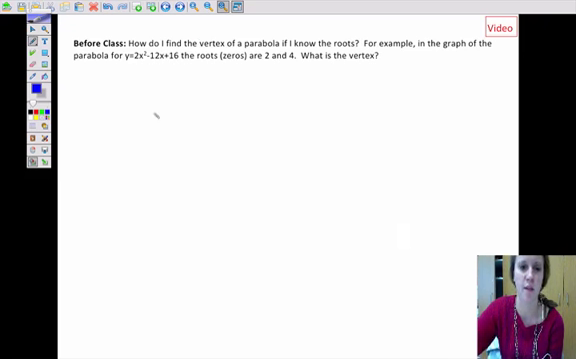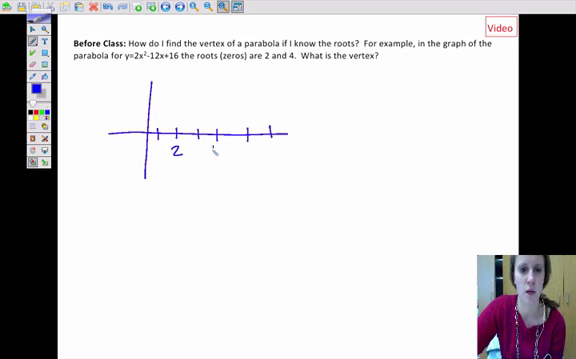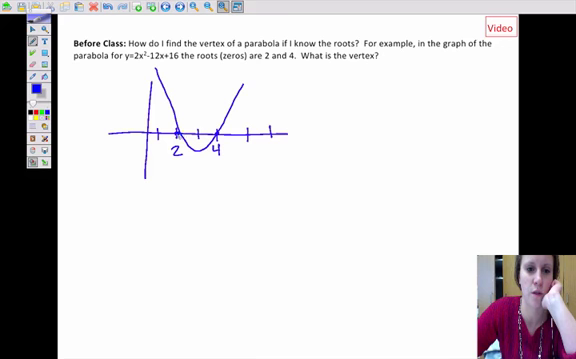For example, if the graph of a parabola is this equation, and we have roots 2 and 4, that would look something like this. So we have roots 1, 2, 3, 4, 5, 6. We have a root at 2 and a root at 4. Okay, so that means our parabola looks something like this. Okay, so it goes through at 2 and it goes through at 4.